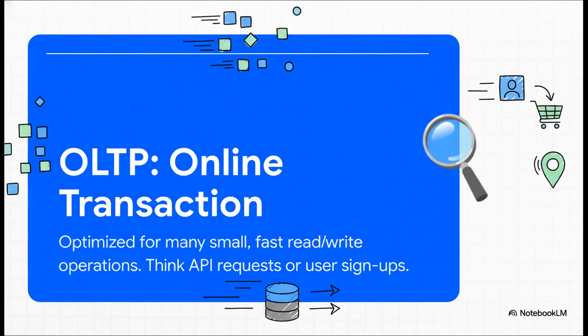Think of this as the engine of your live application. It's built for thousands, even millions of tiny rapid-fire operations. Fetching one user's profile, updating an order status, saving a new GPS point. It's all about speed and handling lots of users doing small things at once.